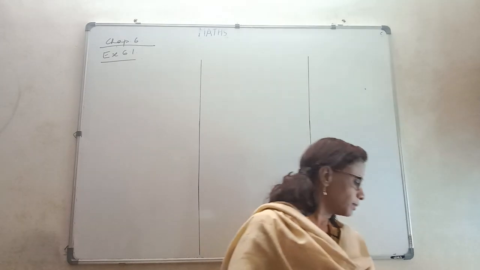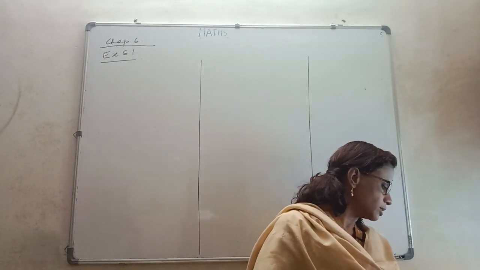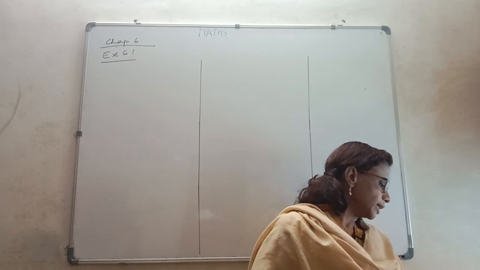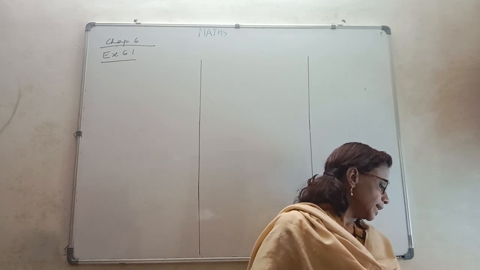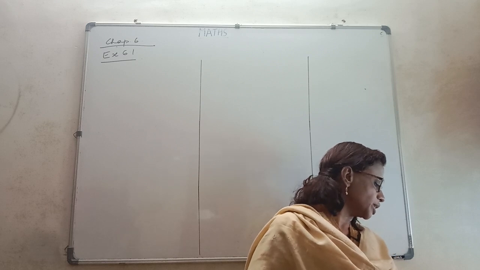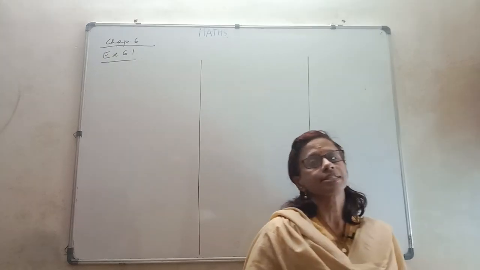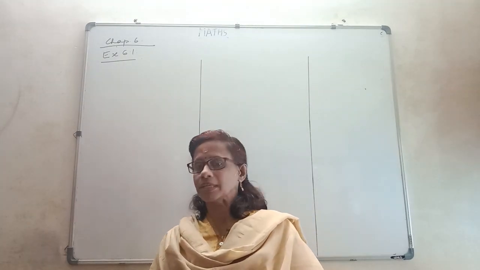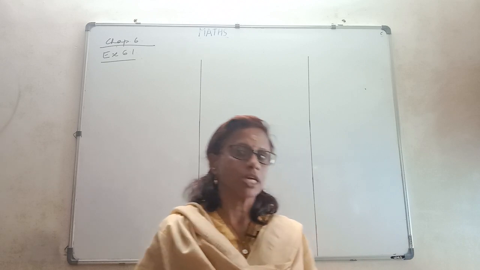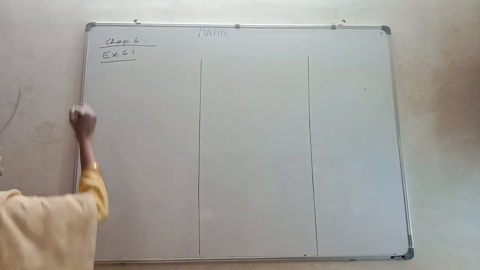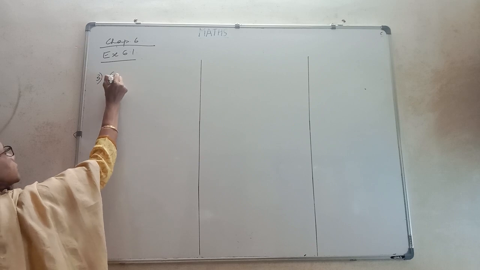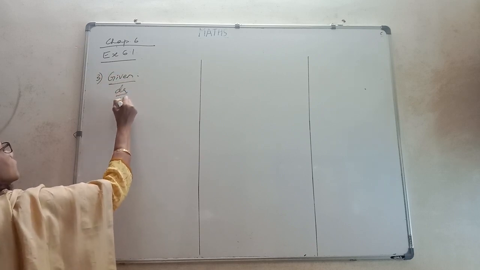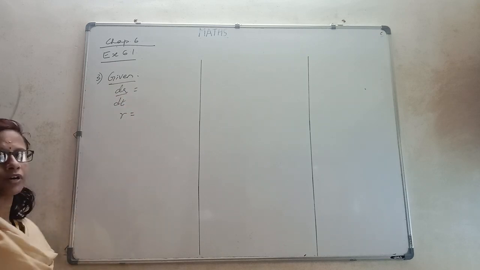Problem number 3 says that the radius of a circle is increasing uniformly at the rate of 3 centimeter per second. Find the rate at which the area of the circle is increasing when the radius is 10 centimeters. So let r be the radius of the circle and A be its area. Let's list what is given. They give us dr by dt, they also give us r, and they ask us to find dA by dt.